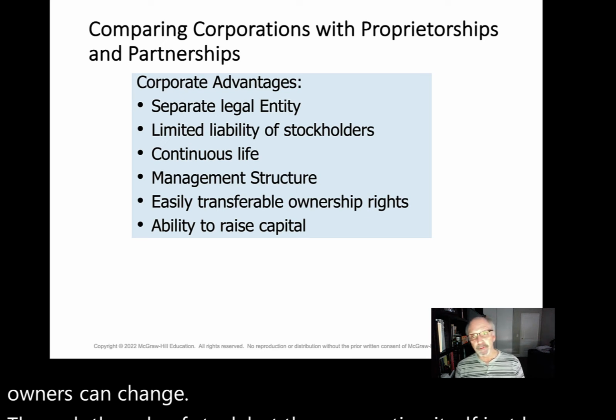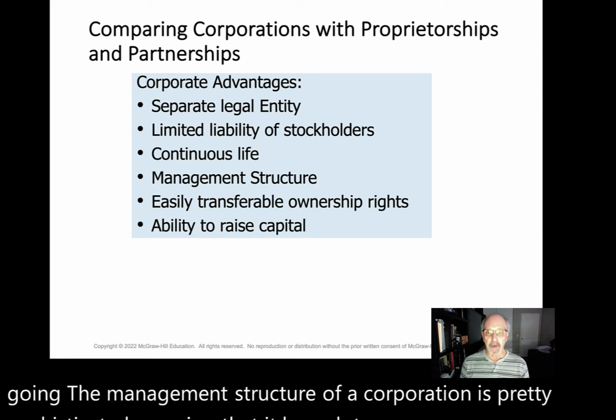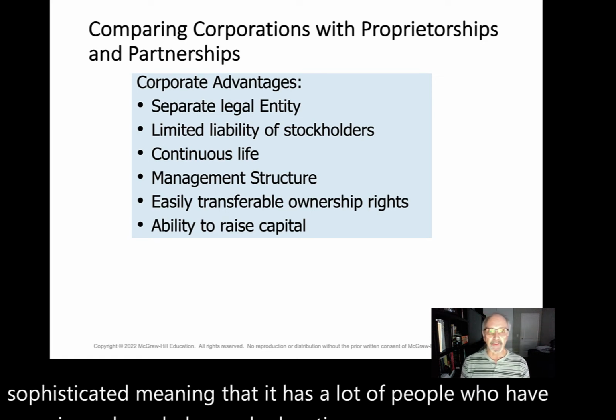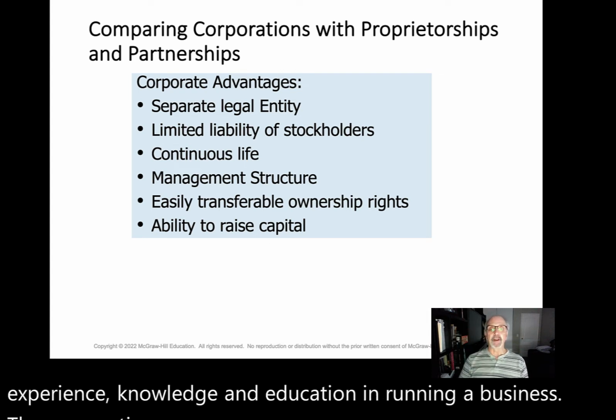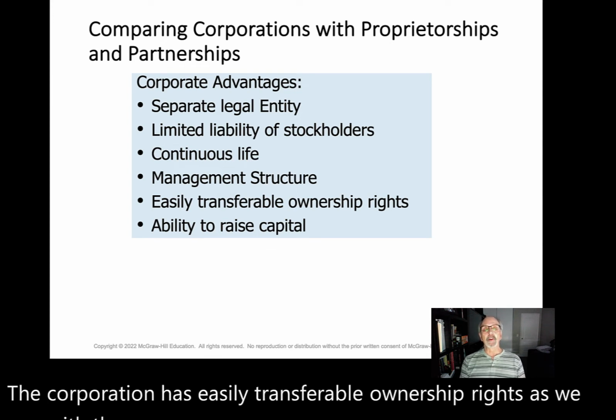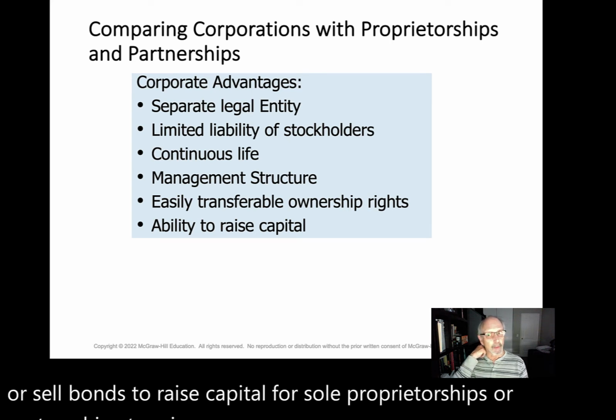The management structure of a corporation is pretty sophisticated, meaning that it has a lot of people who have experience, knowledge, and education in running a business. The corporation has easily transferable ownership rights, as we saw with the stock. And of course, corporations can sell stock or sell bonds to raise capital. For sole proprietorships or partnerships to raise capital, they have to go begging to a bank.